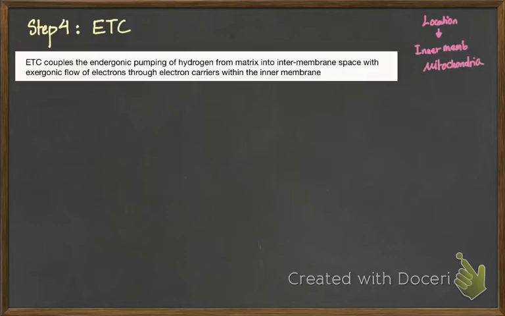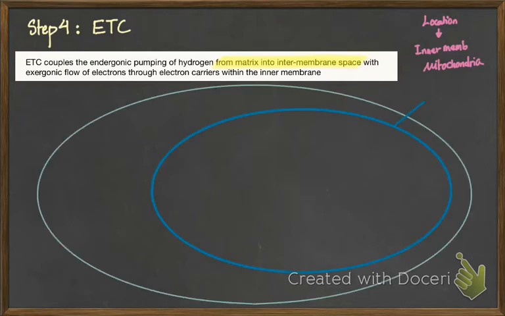The definition of ETC is: ETC couples the endergonic pumping of hydrogen from the matrix into the intermembrane space with the exergonic flow of electrons through electron carriers within the inner membrane. I know it is a lot to comprehend, so let's break it into parts and see if it makes sense. Take a look at this picture.